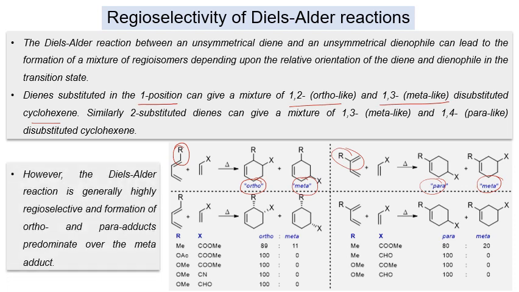Thankfully for us, the Diels Alder reaction is quite regioselective. Not only that, it is also quite stereospecific too. Therefore, normally it is observed that ortho and para adducts dominate over the meta adducts. So mostly you will get, depending on the substituents, either the ortho product or the para product.